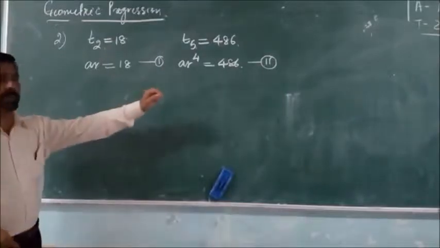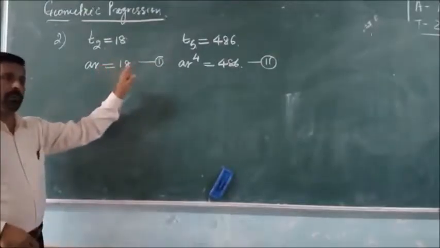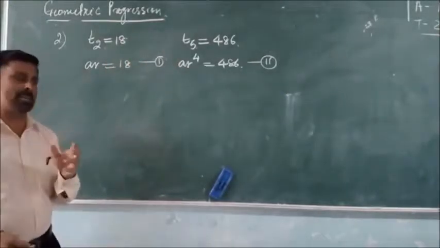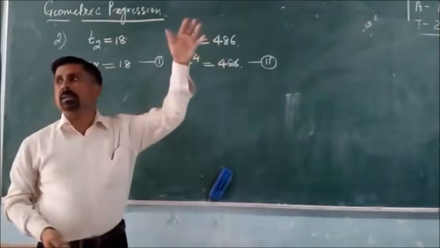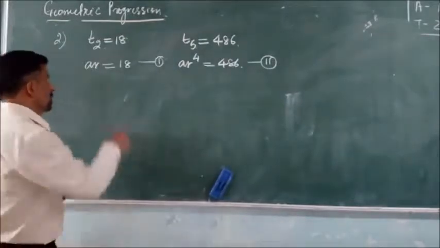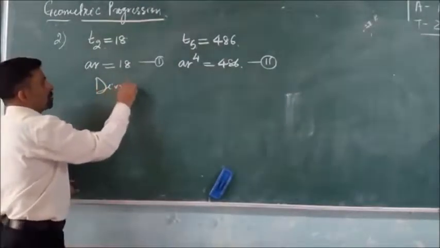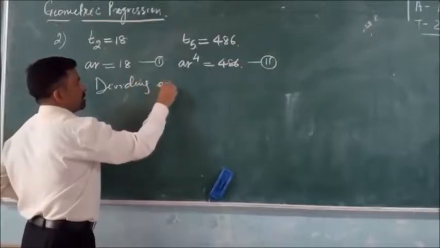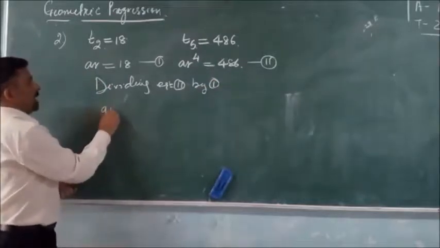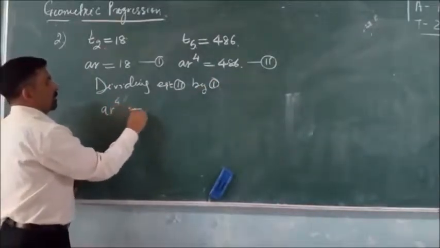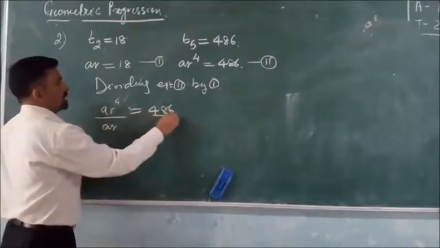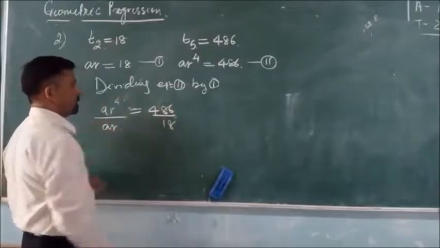So here we are going to divide equation number 2 by equation number 1. If you divide equation number 1 by 2, you will get the same answer. But normally the practice is, we keep the higher order in the numerator and the lower order in the denominator. Is this okay? Yes, sir. So dividing equation 2 by 1, we get what? AR to the power 4 is equal to 486, and then divided by this side AR, and this side divided by 18. Is it okay?